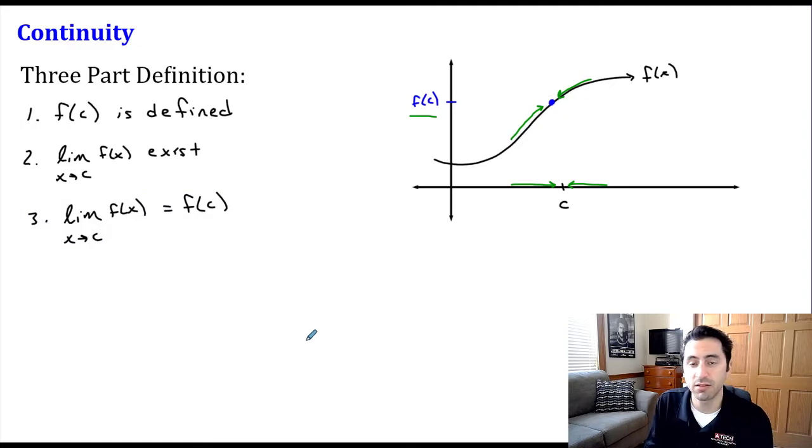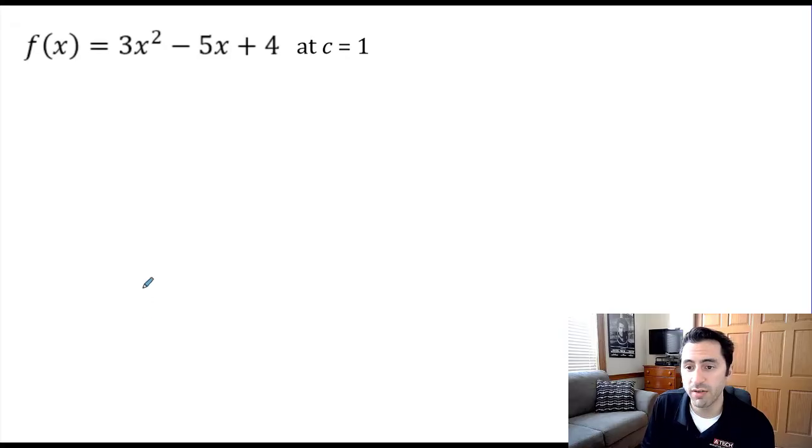So that's the mathematical definition for continuity. But beyond that, this also gives us a way that we can test to see whether or not a function is continuous at a specific value. So if any of these three things are not met, we would say that the function is discontinuous at that number. So why don't we test that out in an example? So here I have a function f of x, and this is equal to 3x squared minus 5x plus 4, and I want to see if this is continuous at the value c equal to 1. To test this out, we're going to use the three-part definition.